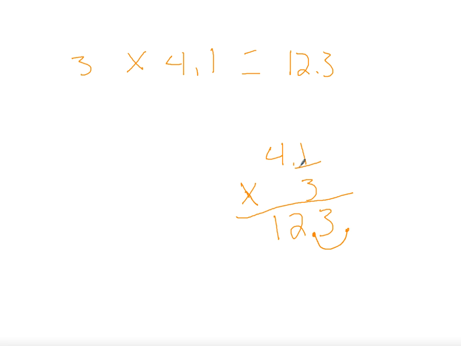So anyway, very simple, the same as regular multiplication. The only difference is at the end you count how many decimal places were in your factors, and that's how many places you move over your decimal point to finish it off.